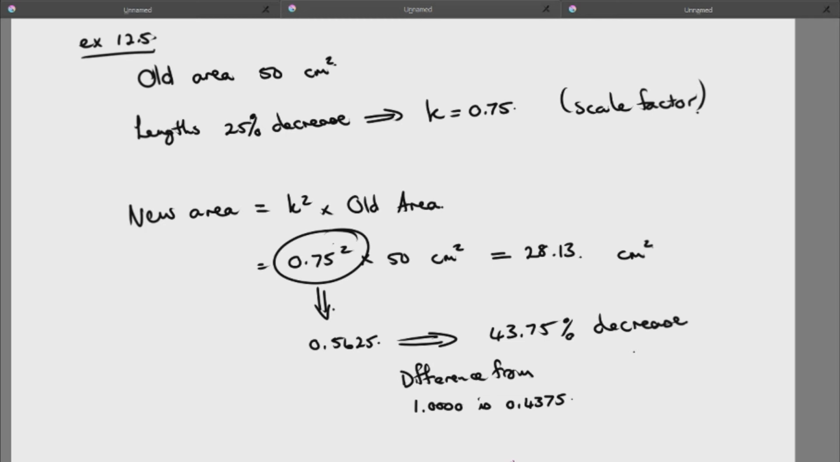Okay, so that has nothing to do with the other part. So I was trying to show that I can find the percentage change without knowing the actual areas. If I knew the actual areas, sure, I can look at the 28.13 versus the 50 and calculate 43 as well, but I didn't need to know that. I can get it from the area factor alone. We're going to see it in the table. And then you do 1 minus that. Then I always go from the base 1 down in this case.